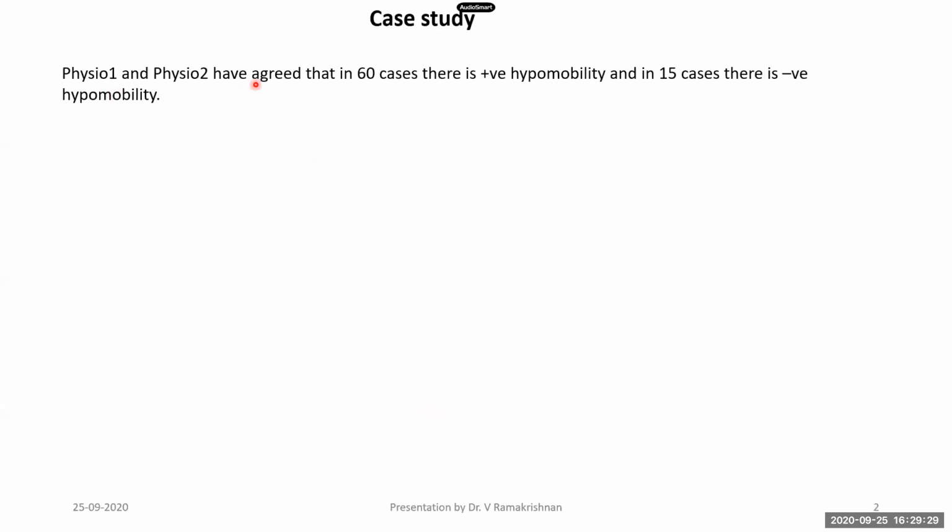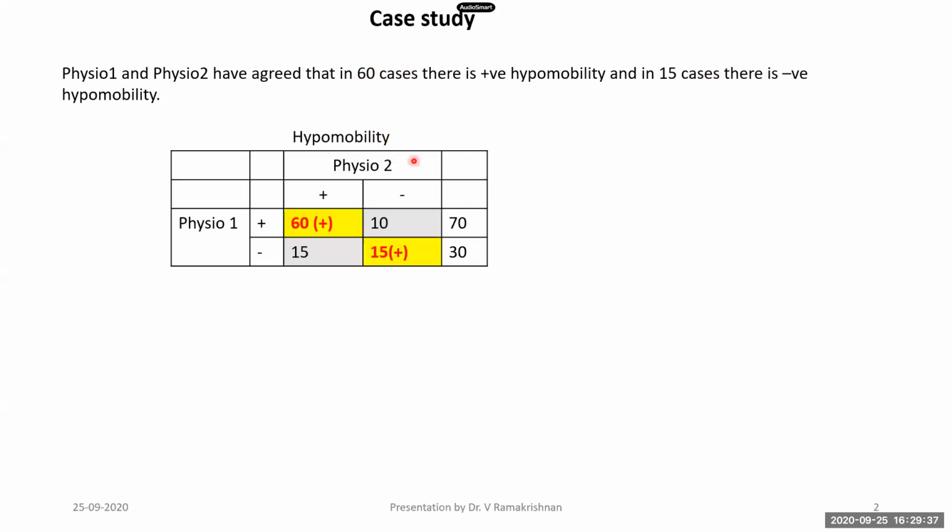Physio 1 and Physio 2 have agreed that in 60 cases there is positive hypomobility and in 15 cases there is negative hypomobility. Now we will put it in a table. Physio 1 says for 60 people positive, Physio 2 also says for 60 people positive. Physio 1 says for 15 people negative, Physio 2 also says for the same 15 people negative. So totally 60 plus 15, 75 people. And in 75% of cases there is an agreement.